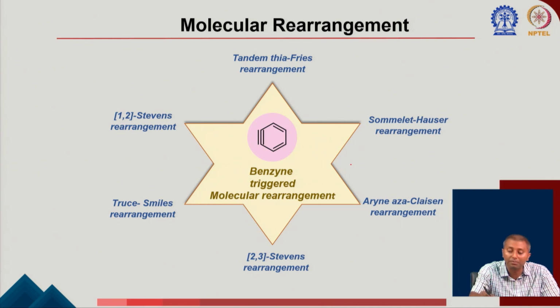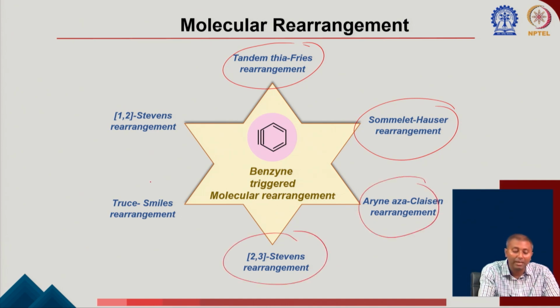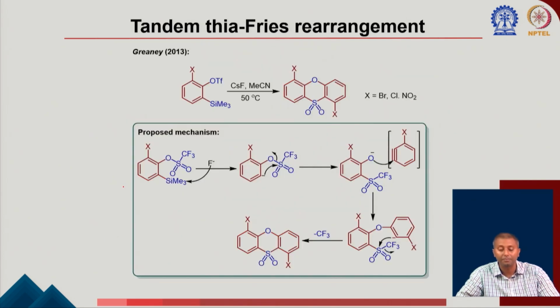We are going to talk about the Thia-Fries rearrangement, then the Sommelet-Hauser rearrangement, some Claisen rearrangement, then the 2,3 Stevens rearrangement, and also some Smiles rearrangement. I think some of these rearrangements I have already discussed, but now I am going to show you how these reactions take place if there is a benzyne.